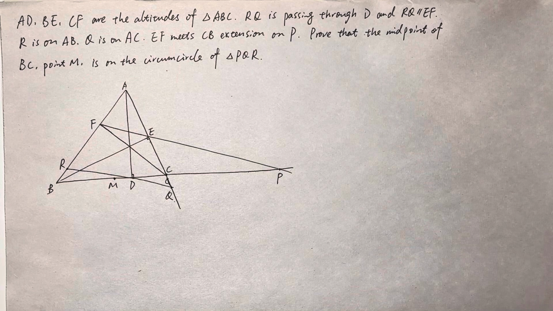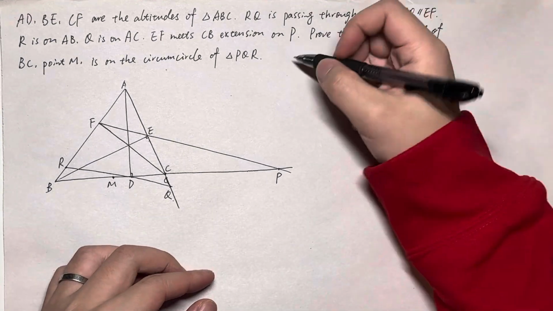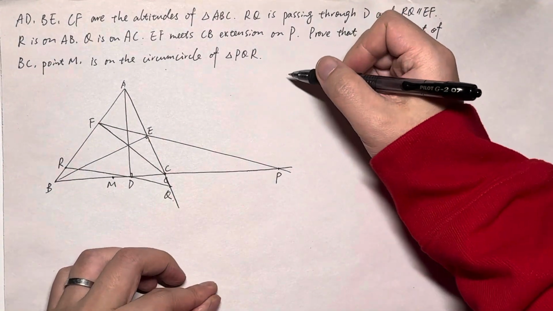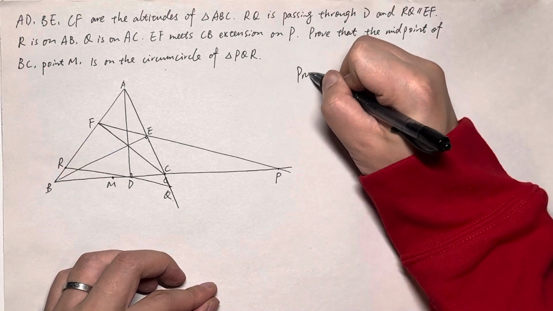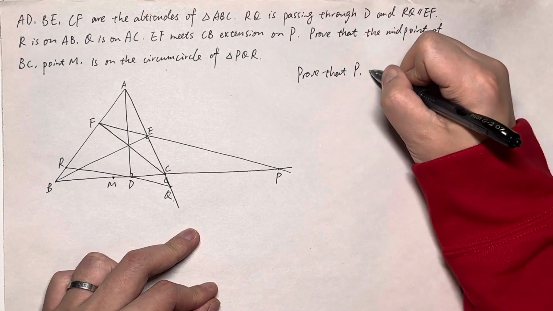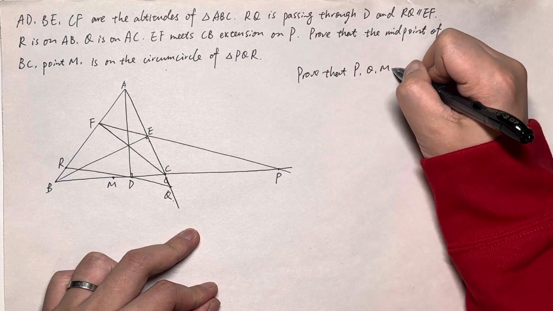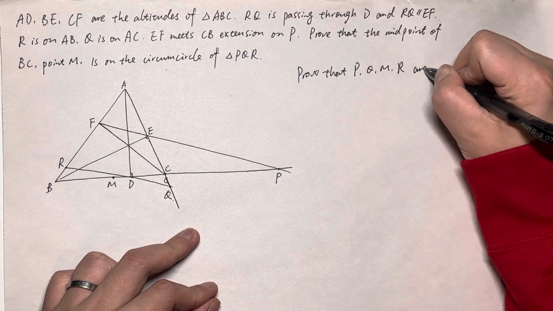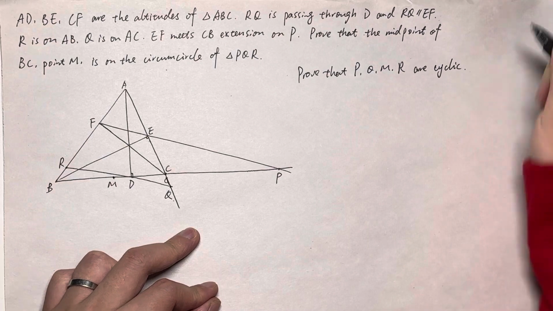So basically this problem is asking us to prove that PQMR is a cyclic quadrilateral, right? These 4 points are cyclic, so prove that PQMR are cyclic.